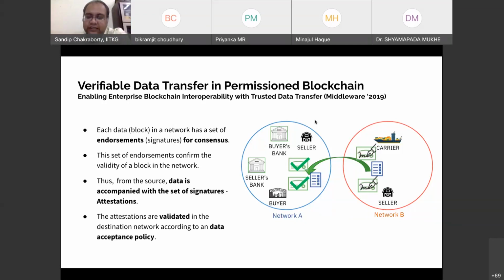These attestations are validated in the destination network according to a data acceptance policy. Okay, so technically, this is our problem: how can we design a collective endorsement mechanism that can be validated at a different blockchain?